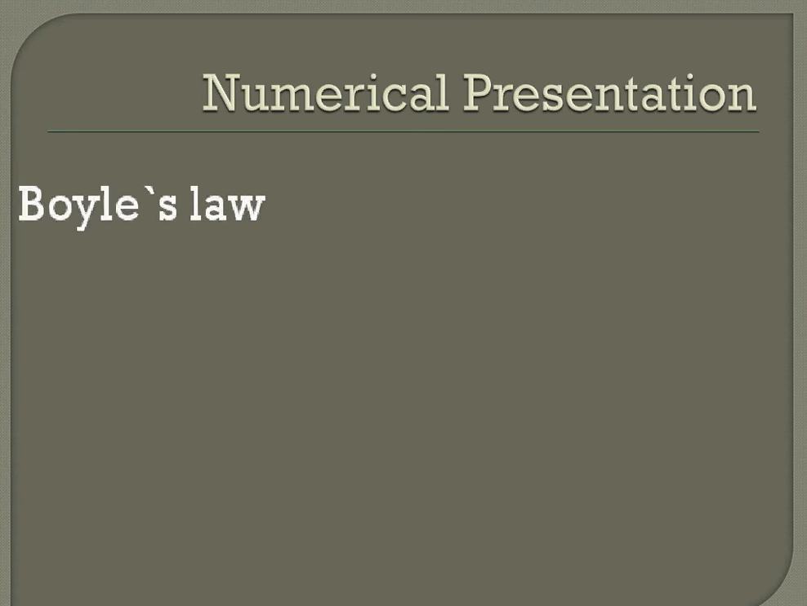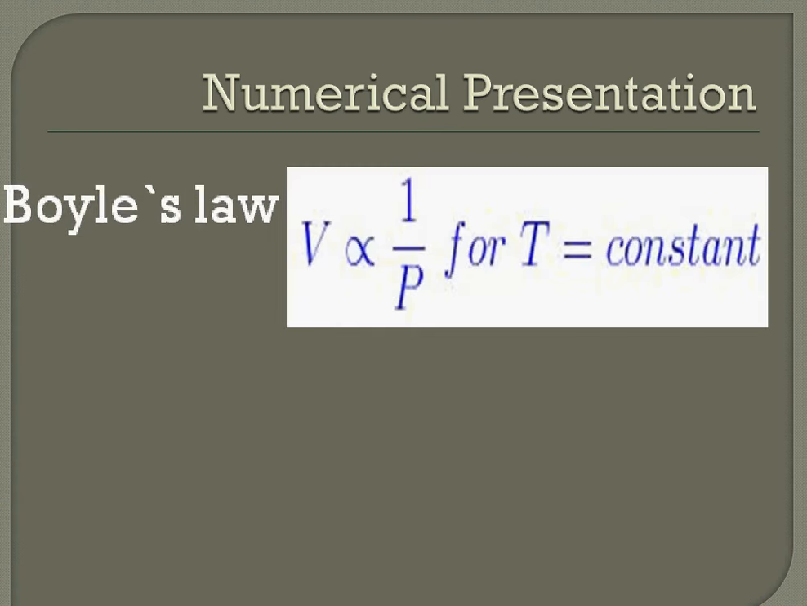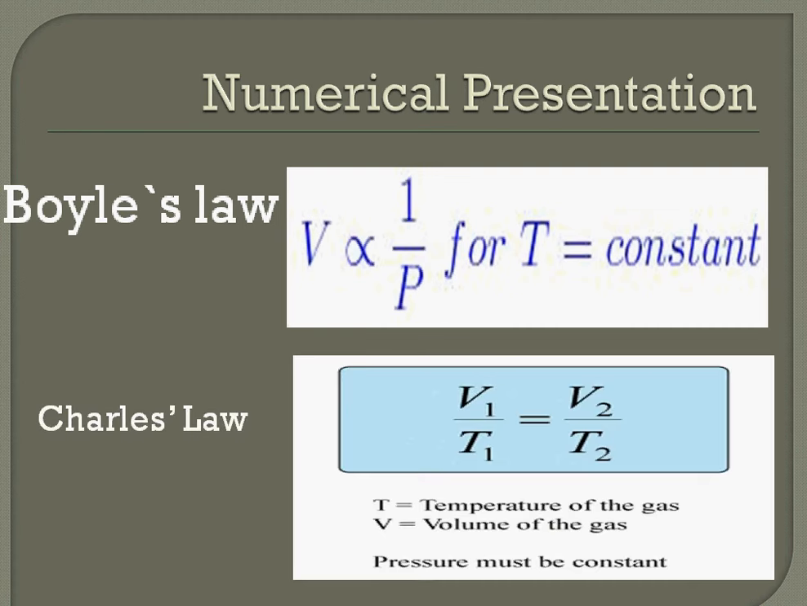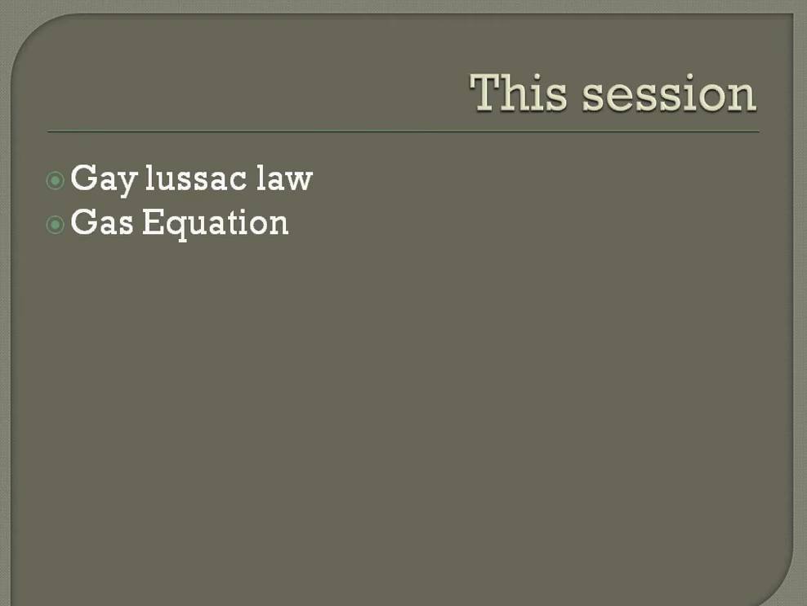We also studied Boyle's law with the numerical presentation: V is proportional to 1 by P, that is volume is inversely proportional to pressure, keeping temperature constant. We also studied Charles' law with the presentation of V1 upon T1 equal to V2 upon T2, that is V is directly proportional to temperature, keeping pressure constant. In this session we will be studying Gay-Lussac law, which is also called pressure law, and gas equations. Now friends, let's come to the Gay-Lussac law.